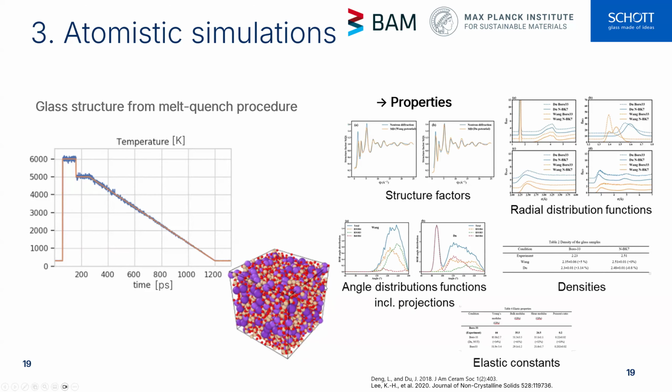You can start analyzing the glass structure itself for things like radial distribution functions or, for example, ring statistics of the glass network. And you can start computing properties like elastic constants, coefficient of thermal expansion, and so on.